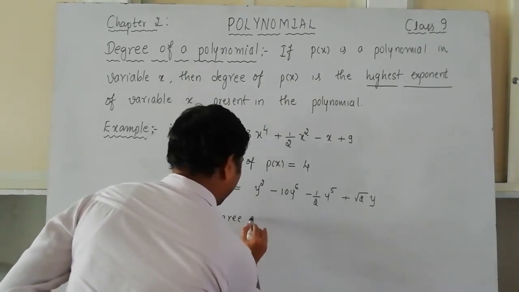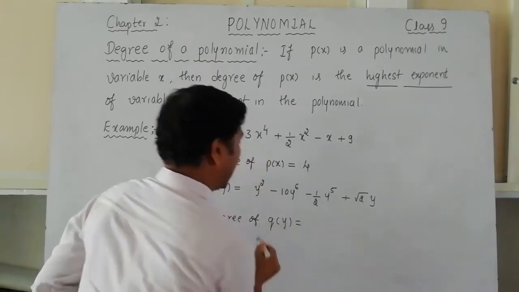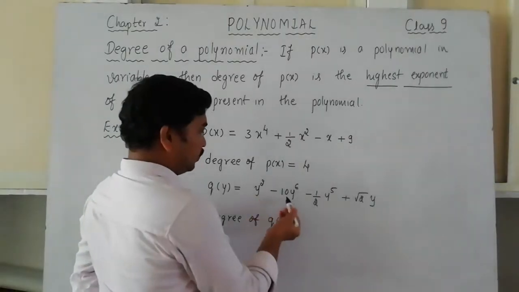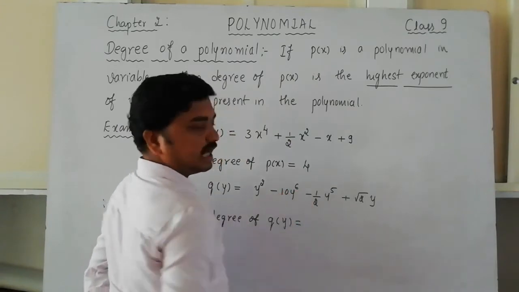6. Okay, degree of q of y is equal to 6. Now look at the highest exponent of y. So now here y power 2, y power 6, y power 5, y power 1. Among these, 6 is the highest one.